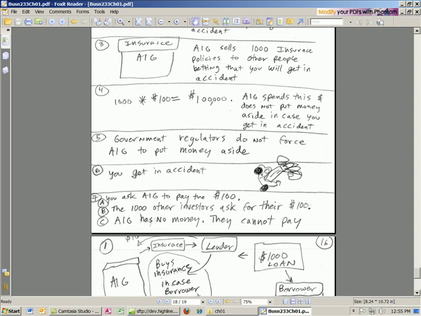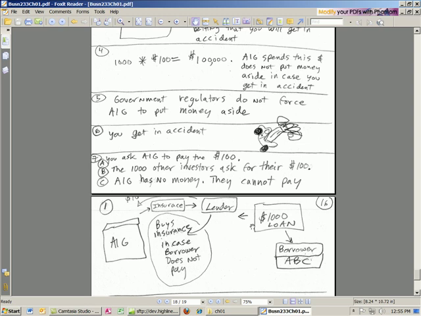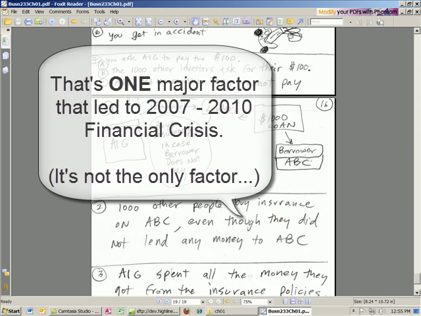And then you get into a car accident. You ask AIG to pay the $100. The 1,000 other investors ask for their $100. AIG has no money. They cannot pay. That's a credit default swap, and that's what led to our financial crisis.